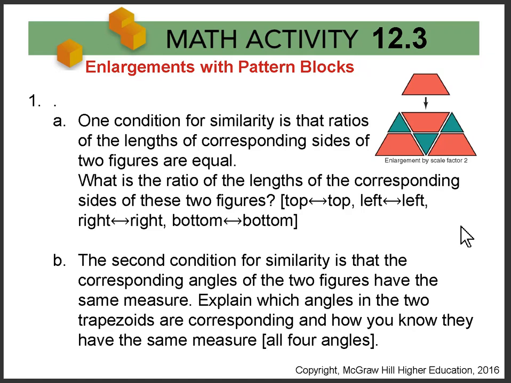The second condition for similarity is that the corresponding angles of the two figures have to have the same measure. Explain which angles are corresponding and how you know they have the same measure. So that's 4 angles: the bottom left, the top right, and the bottom right on each of the two figures. Another way to think about similarity is that they are the exact same shape, they're just different sizes.